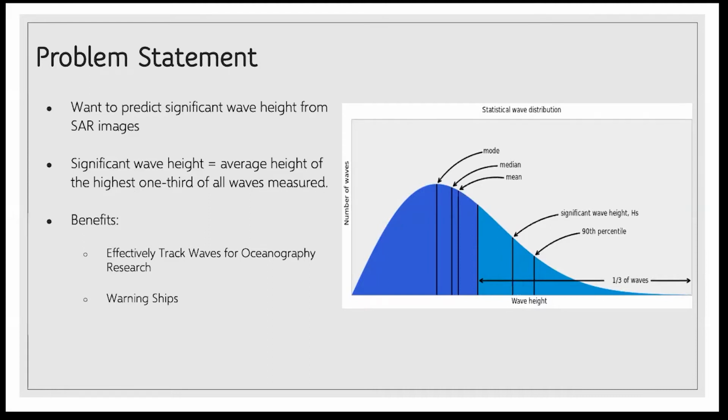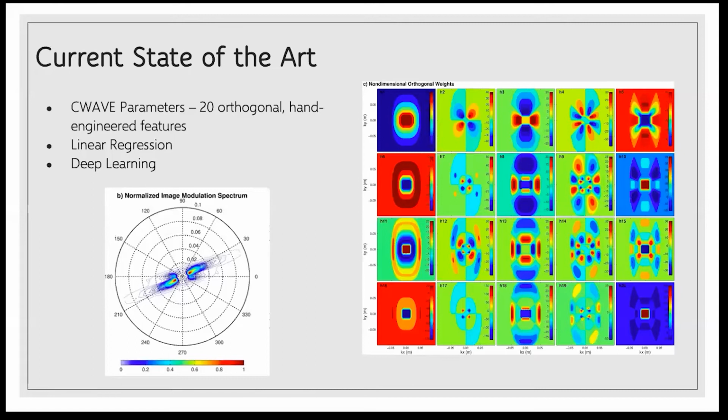In terms of the current state of the art, it is based on the concept of sea wave parameters. These sea wave parameters are 20 hand-engineered features developed by physicists and oceanographers. They essentially represent a basis for the image modulation spectra. So they basically represent a reduced dimension representation of the image modulation spectra.